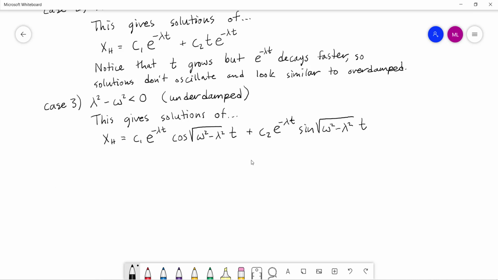So in this case, we have decaying exponentials sitting in front of sines and cosines. The sines and cosines are going to be things that are oscillating, and the decaying exponentials will cause the amplitudes, in a sense, of our sines and cosines to eventually go to 0.